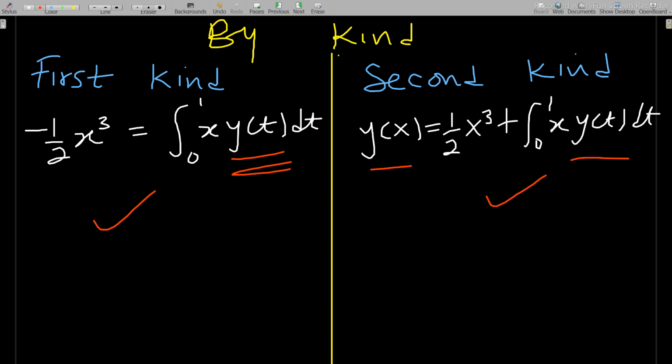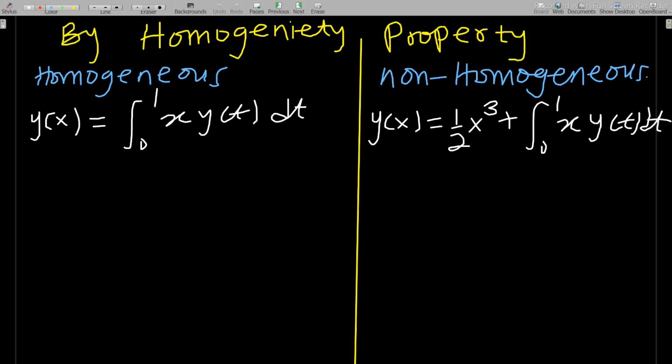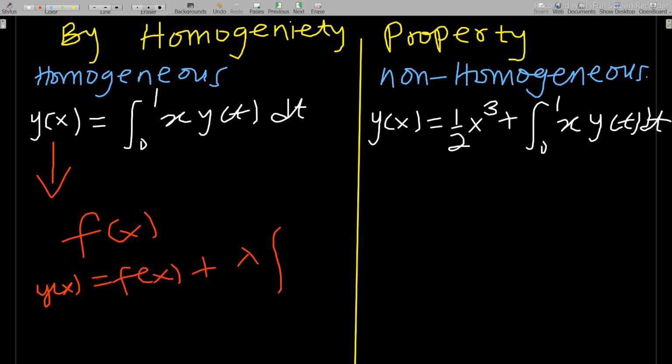Okay, all right, so let's go to the homogeneity. Classification by homogeneity property. Now you can see that if I compare this to the general form of integral equation, this is an unknown function, but there's no free term or forcing term here. The f of x in our general form was something like y of x equals f of x plus lambda times something like that. But for this particular type under the homogeneous, f of x is actually equal to 0.